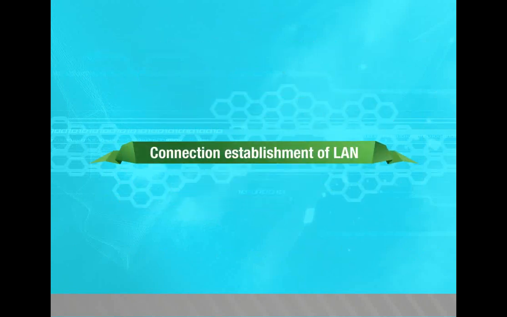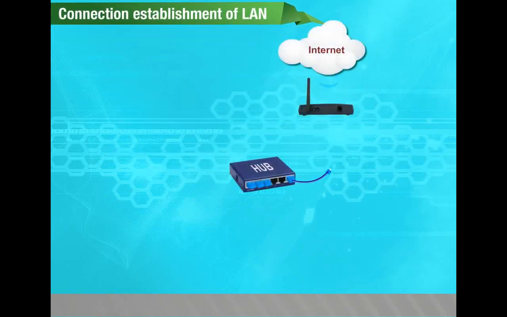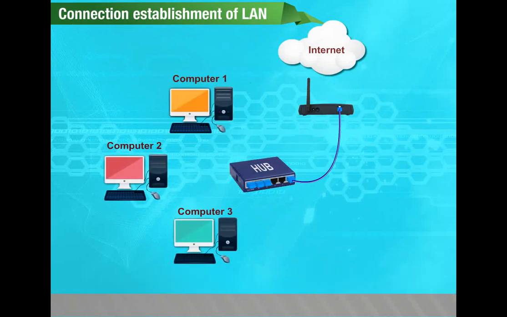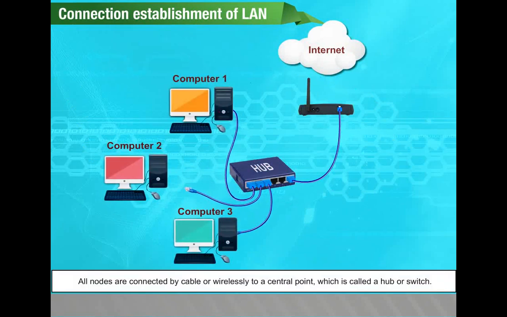Connection establishment of LAN. Connect your router, that is hub or switch, with modem to access internet. All nodes are connected by cable or wirelessly to a central point, which is called a hub or switch.